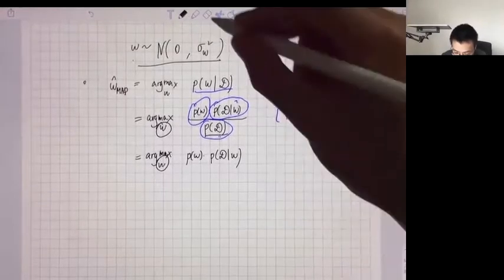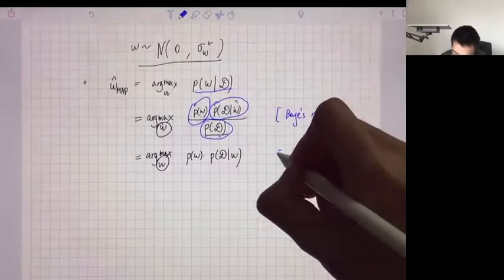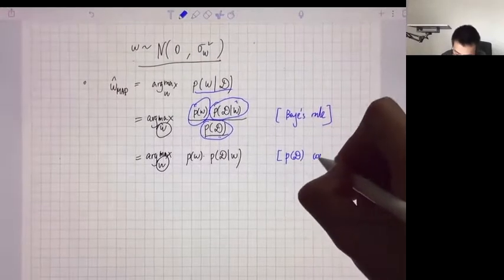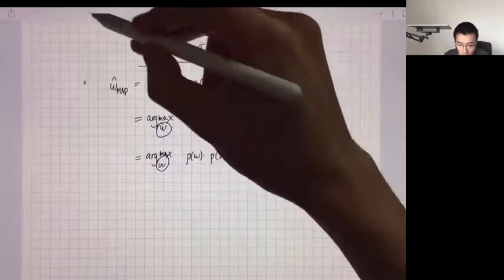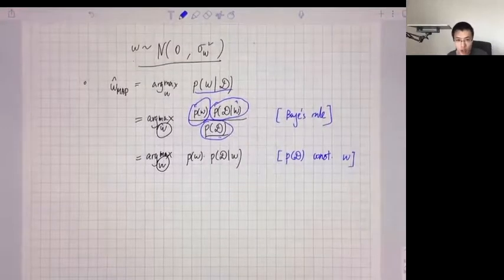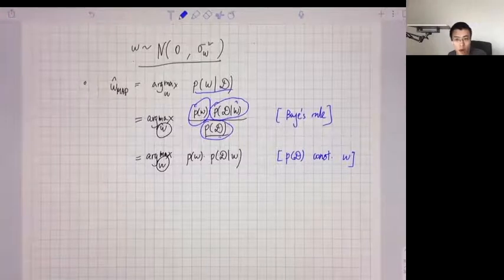So I can say P of D is a constant in terms of W, okay? So when you consider different W's, P of D does not change. But when you consider different data sets, P of D changes. But for the maximum a posteriori estimation, we assume the data is given, okay?